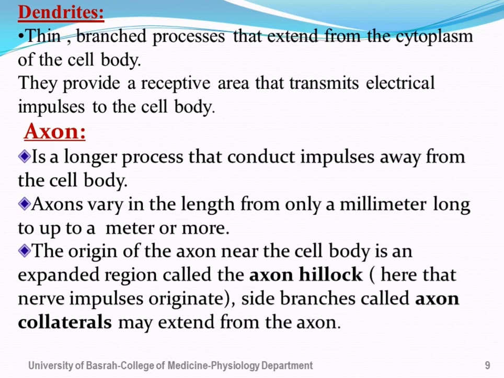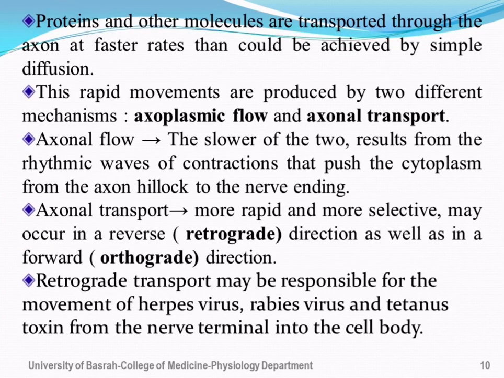They may extend from the axon, and the proteins and other molecules are transported through the axon at a faster rate than could be achieved by simple diffusion. We have two types of transport in the axon. First, we have the axoplasmic flow, and second, the axonal transport, which we also call the axoplasmic transport.